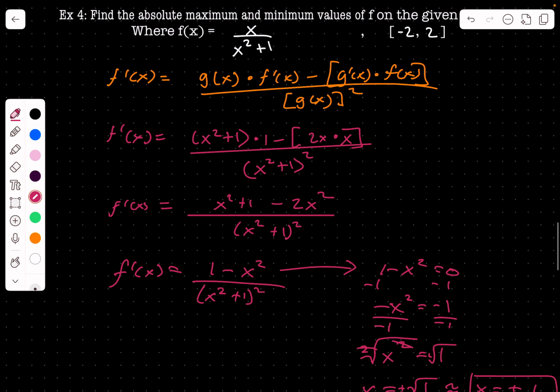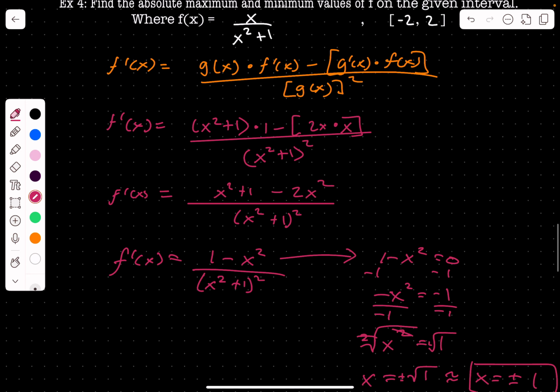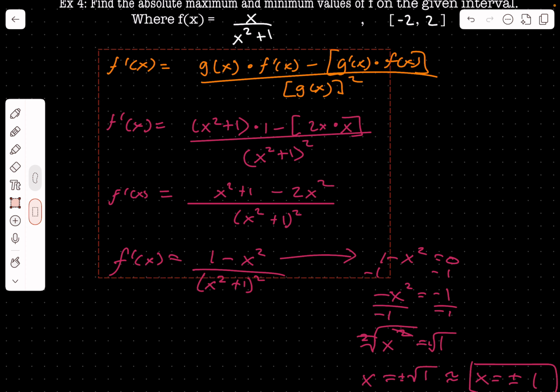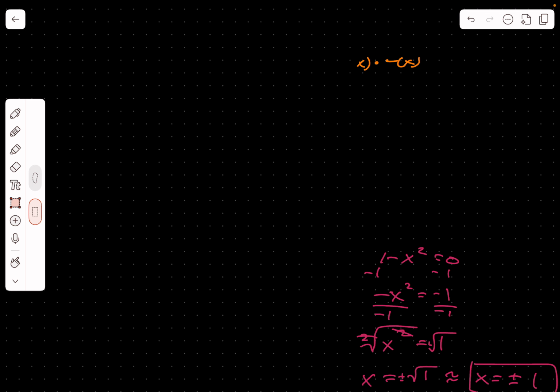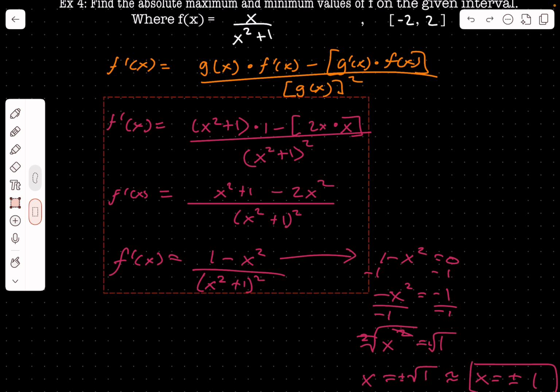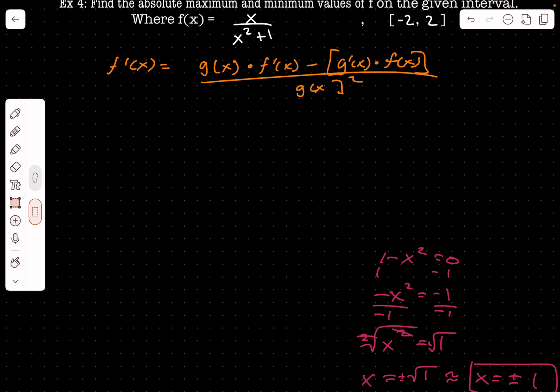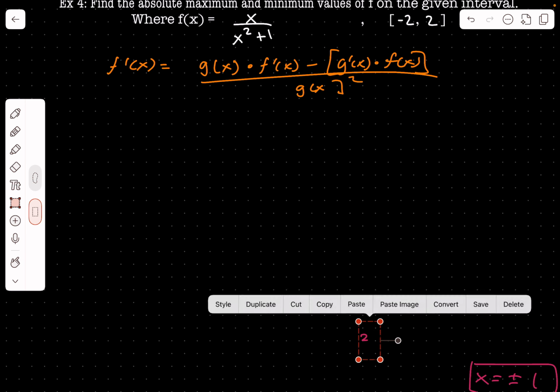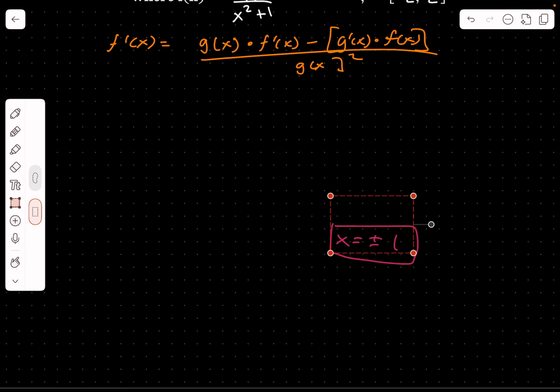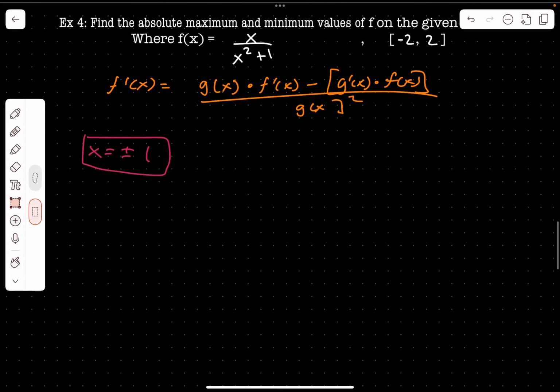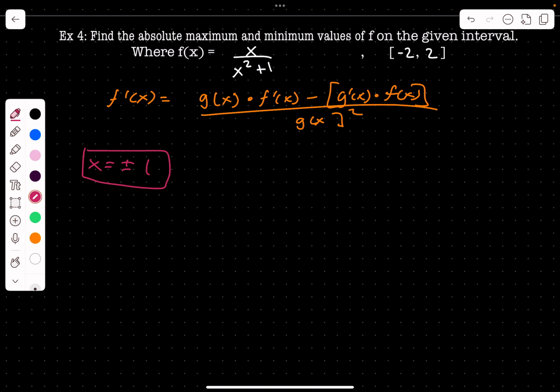So does it fit within our interval? Yes, it does. So now we can plug in both our critical points and our endpoints into our original function to see where our max and min is. So to give us some room, I'm going to clean this up because this actually took a lot more space than I had anticipated. Okay, so that's our critical point, right? So now we're going to plug them in.